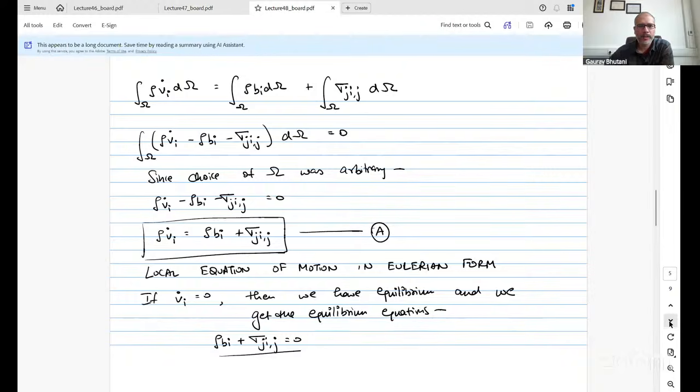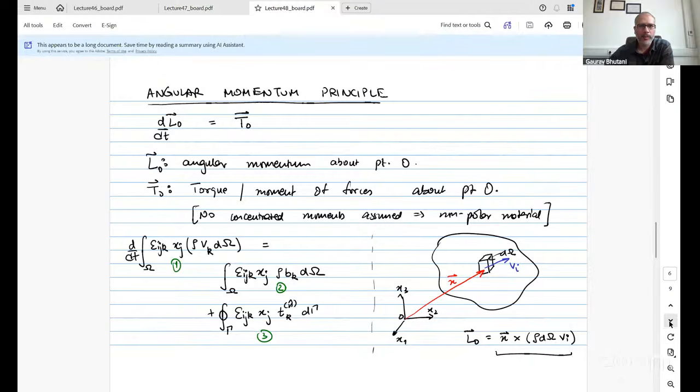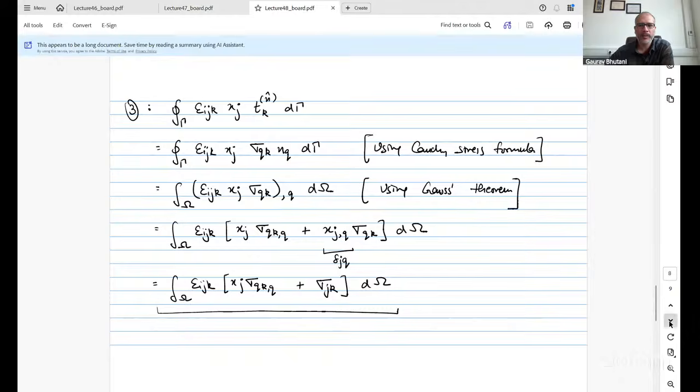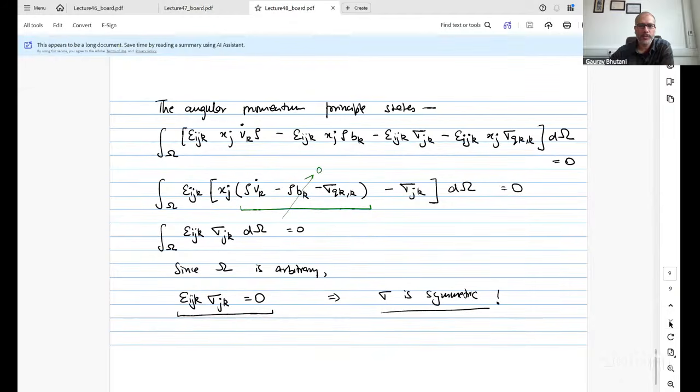That results in equation A, which is the local equation of motion in Eulerian form. And then we apply the angular momentum principle, which says that the material derivative of the angular momentum about some point O is equal to the net torque, or the moment of forces, acting about the point O. Again, we assume the material to be non-polar, which is the case in almost all of the situations that we deal with. All this results in is the symmetry of the Cauchy stress tensor sigma.